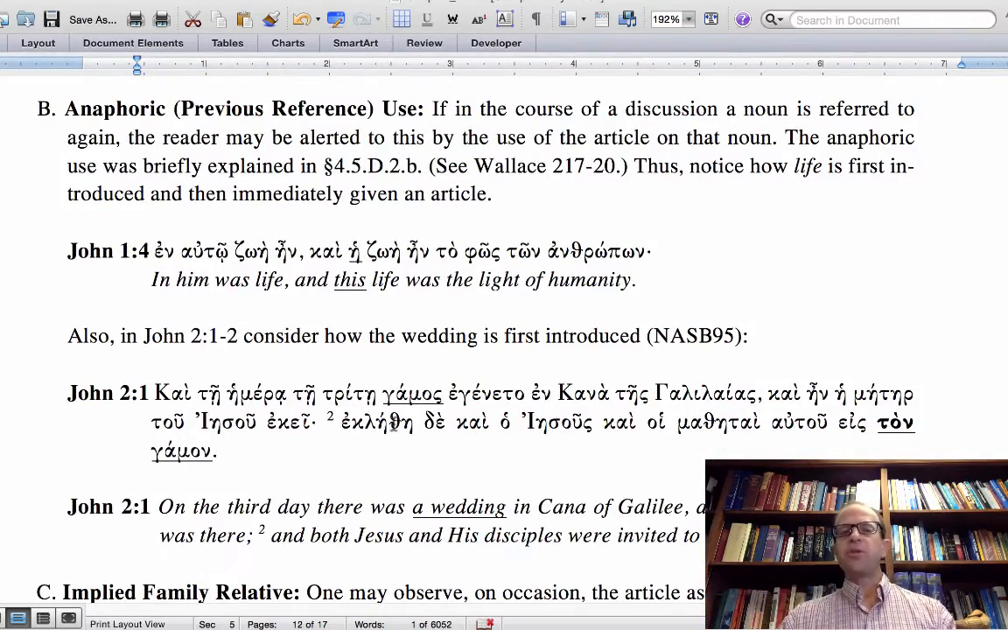Another use of the article is called the previous reference use. This is anaphoric. When someone has been already encountered in the text, the article can accompany the next instance of that noun to indicate that, hey, this is the noun that I've previously been talking about. For example, in John 1:4, the word zoe is introduced and then given an article in the next instance.